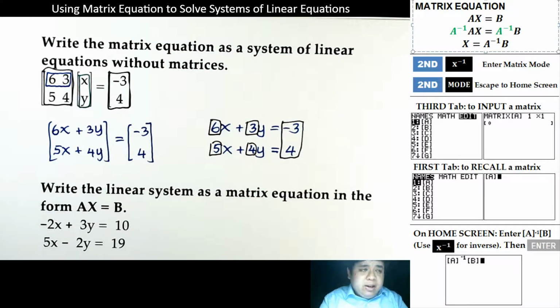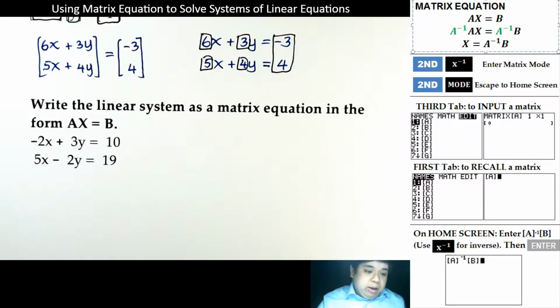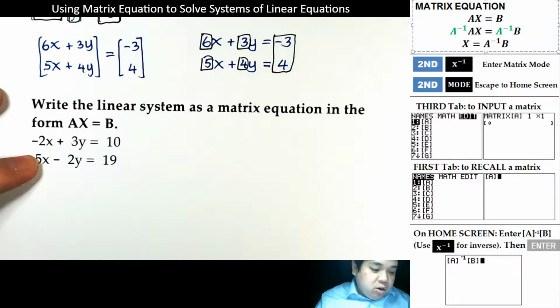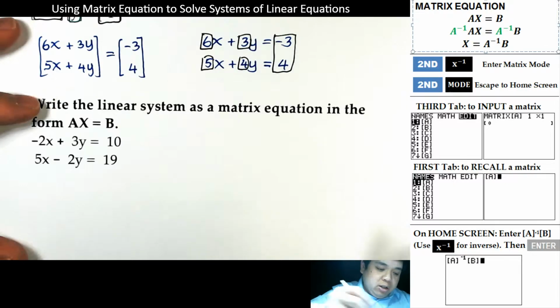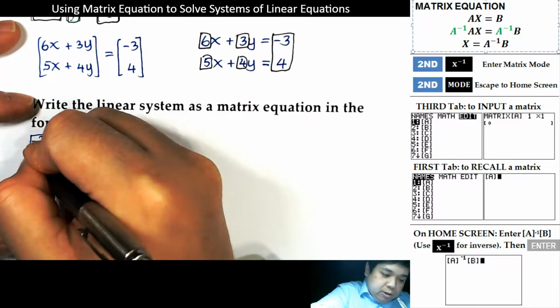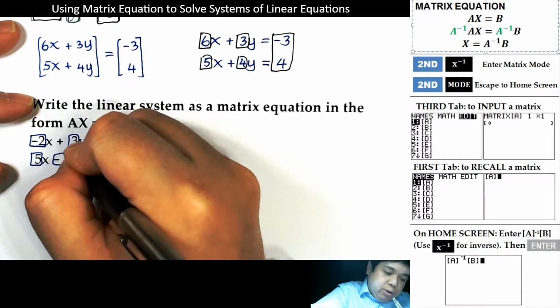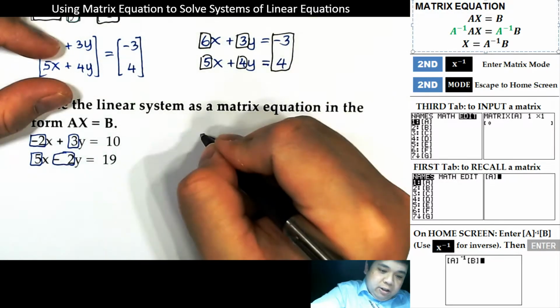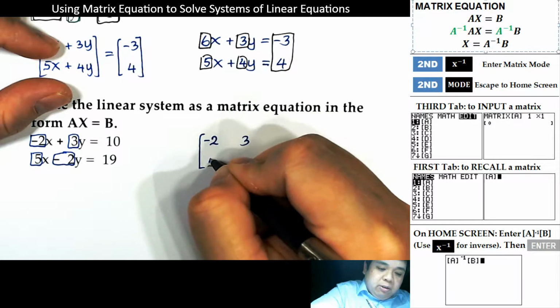Alright, now we have formed the matrix equation into the system of linear equations. Now we do that in reverse. We have this system of linear equations and we're going to write it as a matrix. First we will write out all the coefficients. That actually will be -2. So we have -2, 3, 5 and -2.